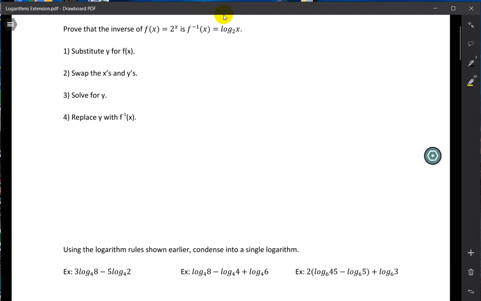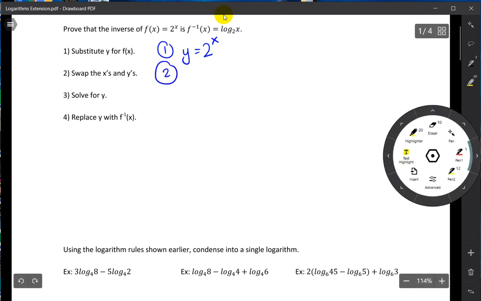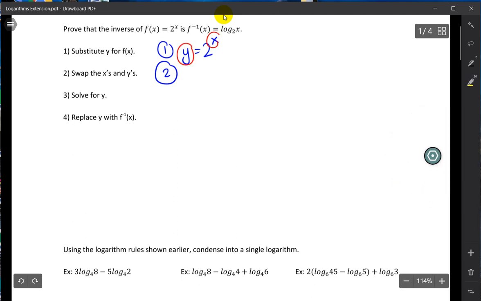Okay, and we're going to do that by using this idea of inverses that I showed you guys in the past. Okay, so the first step, we're going to substitute y for f of x here. So there's step 1 here. So this is y equals 2 raised to x. Okay. Step 2. Now we're going to swap the x's and the y's. So by swapping the x's and the y's, this is x equals 2 raised to the y.